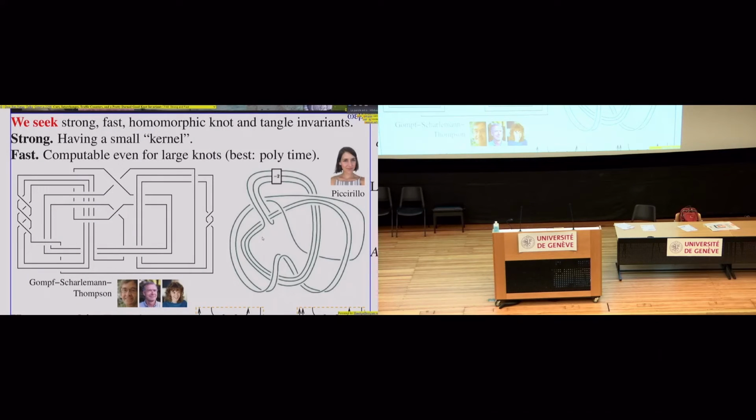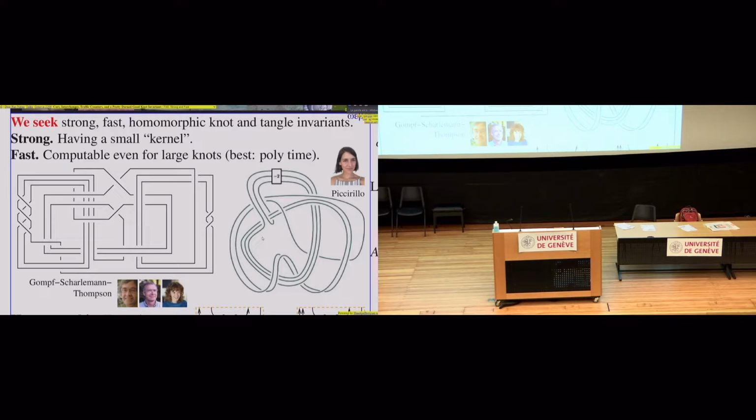Let me start. We seek strong, fast, homomorphic knot invariants. Let me explain all of these words. Strong means good at separating knots, basically having a small kernel. That's kind of obvious. Fast means, in practice, many knot invariants have formulas that end up being exponential time to compute, which means that you cannot compute them on large knots.